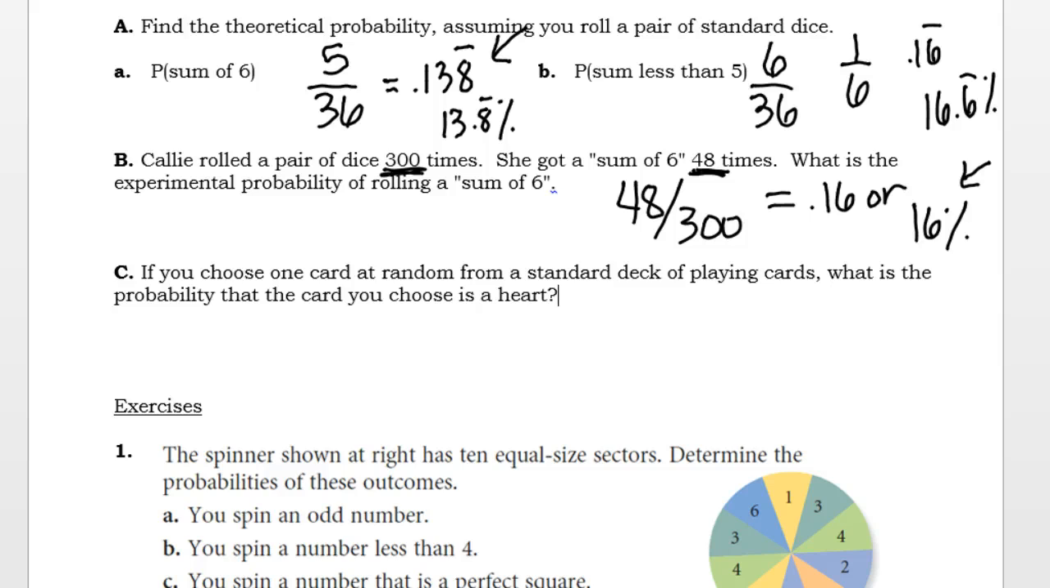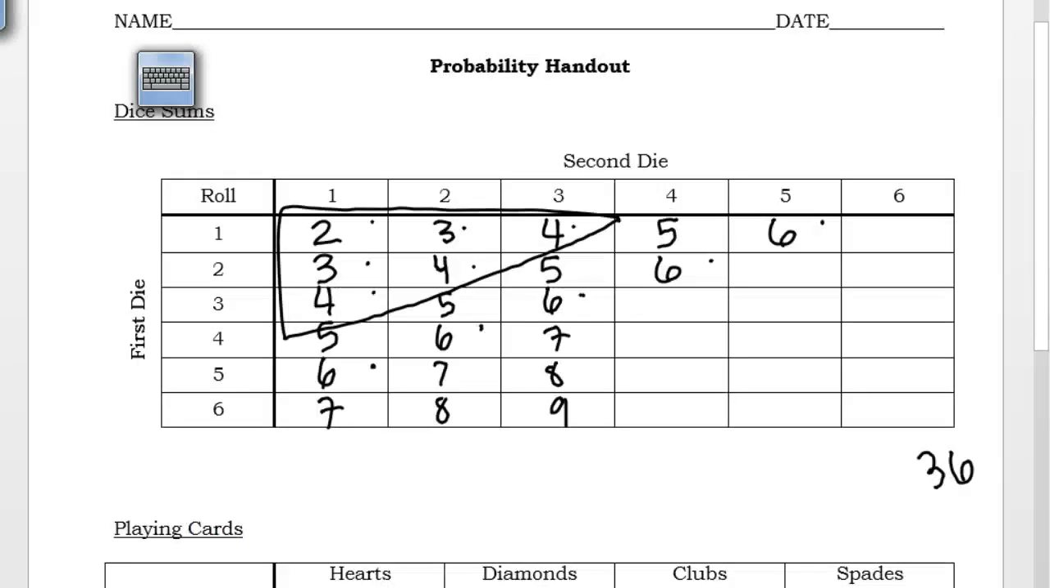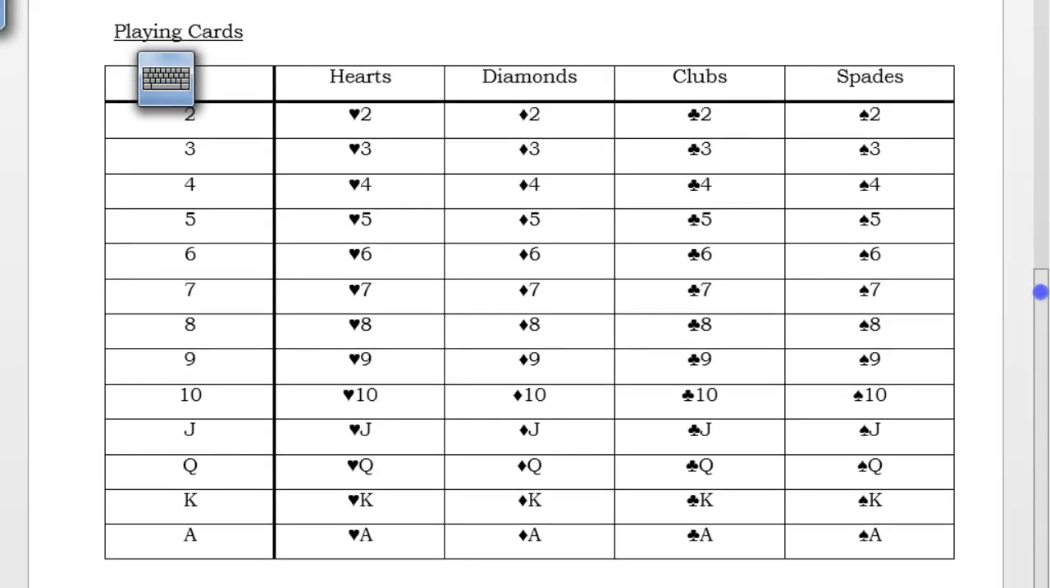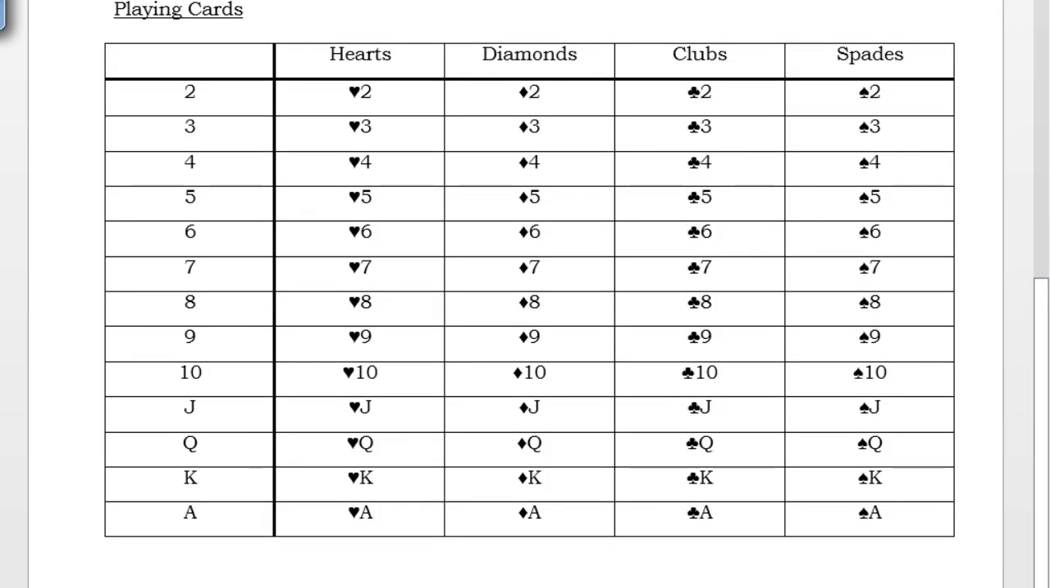The last example says, if you choose one random card from a standard deck of playing cards, what is the probability that the card you choose is a heart? Here's a standard deck of playing cards showing me all 52 cards. I have 13 cards in each column, 4 columns, 4 by 13, 52 cards altogether.